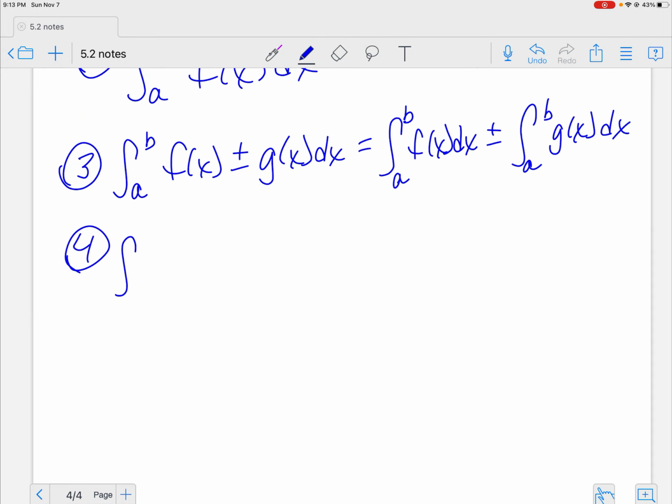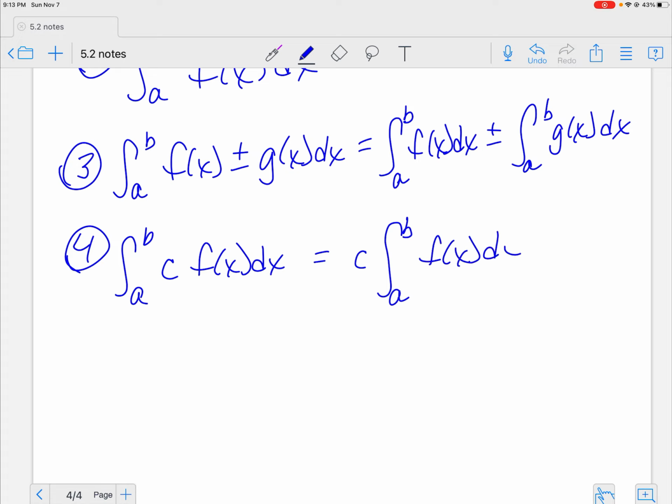This is the property. I'm going from a to b of a constant times my function. Guess what? We could pull the constant out in front just like we've been doing this entire time. It's no big deal. The constant is just multiplied by the work you do. Still is.